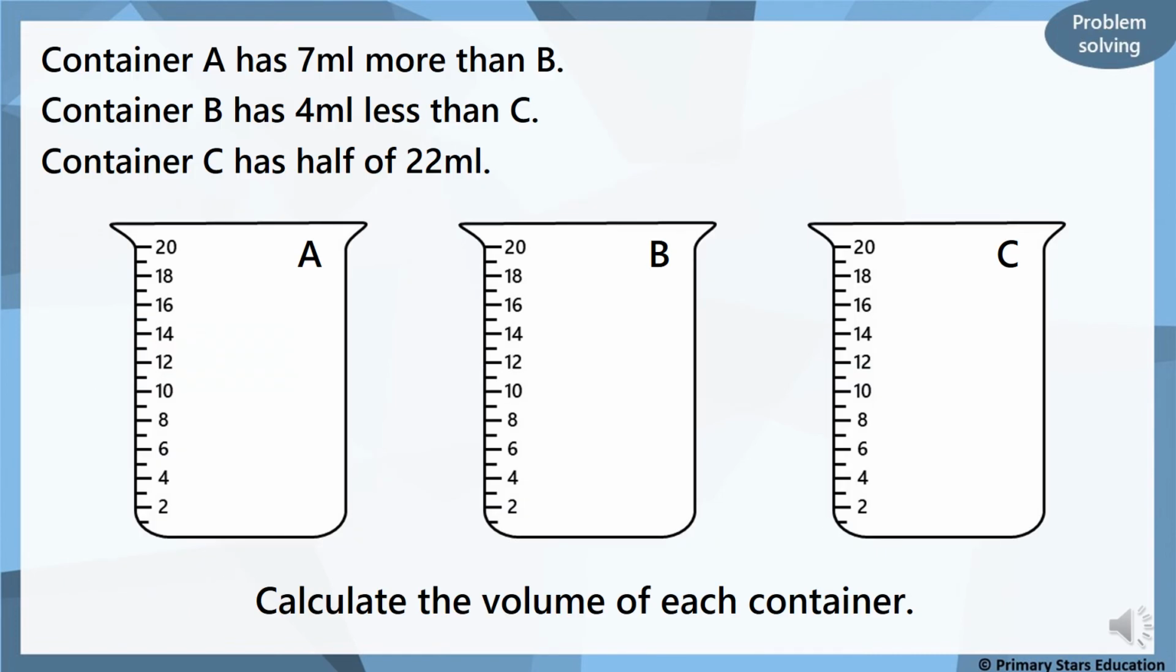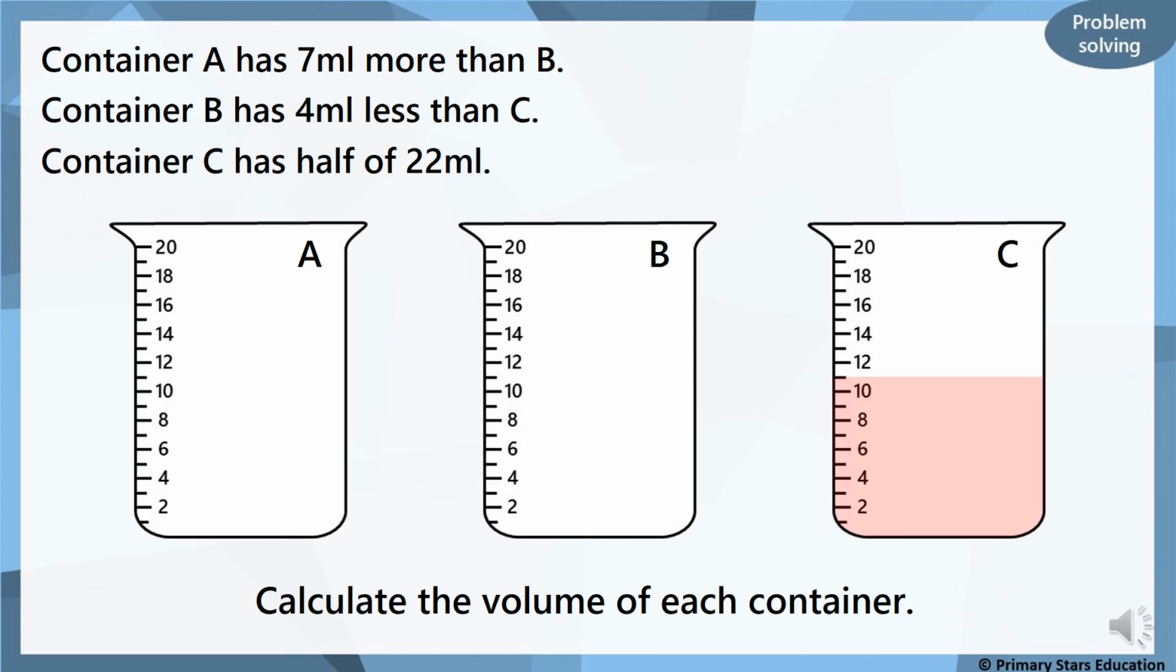Okay, another bit of problem solving for you now. Container A has 7 millilitres more than B. Container B has 4 millilitres less than C. Container C has half of 22 millilitres. Calculate the volume of each container. Now, my recommendation would be to start with the last one and work your way backwards and see what you can come up with. You can do this on your whiteboard, you can do it discussing it with somebody at home, or you can write it in a book. Pause it and come back and check your answer.